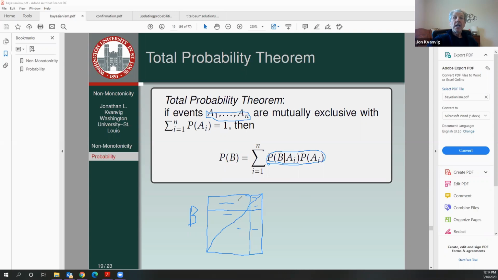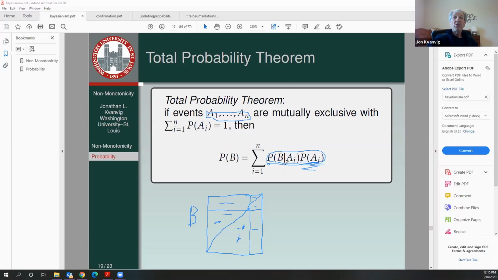We haven't taken into account the size of each of these partitions. Notice this partition is pretty big. This is biggest of all. This one's tiny. In order to do the summing properly, you have to multiply the conditional probability of B given a partition times the size of the partition. That will be the probability, how much of this total space that particular partition occupies. So this one is going to be a much bigger probability than this.